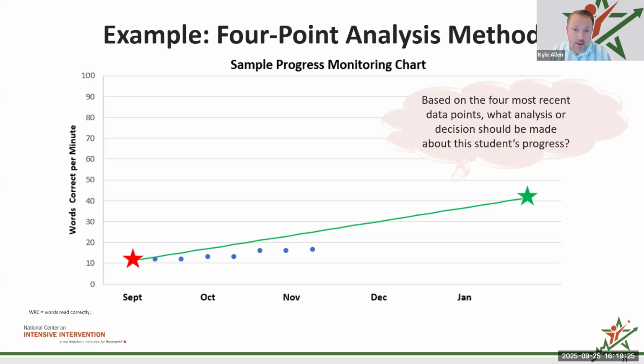There's the 4-point analysis method, which is just this one. Essentially, what we're saying here is based on the four most recent data points, what analysis or decision should be made. And so again, this is the required rate of improvement. This is the goal line. This is what they're required to do to be on track. If their four most recent data points are below the required rate of improvement, they're not making enough growth. We would want to intensify. Again, that would be moving us into the next step of the DBI process. If you want to learn more about that, you know what to do.